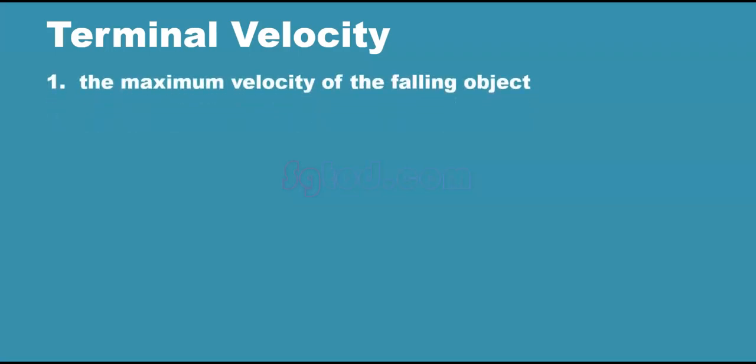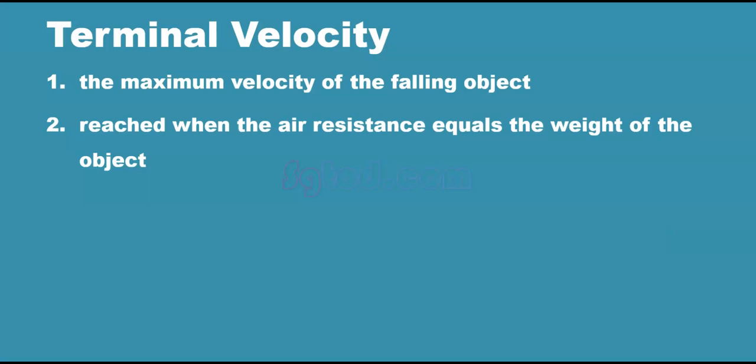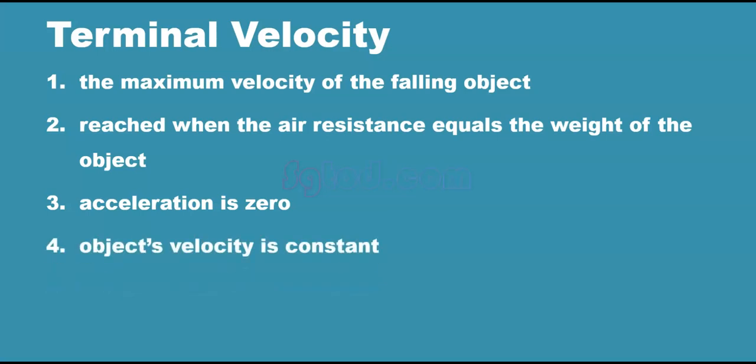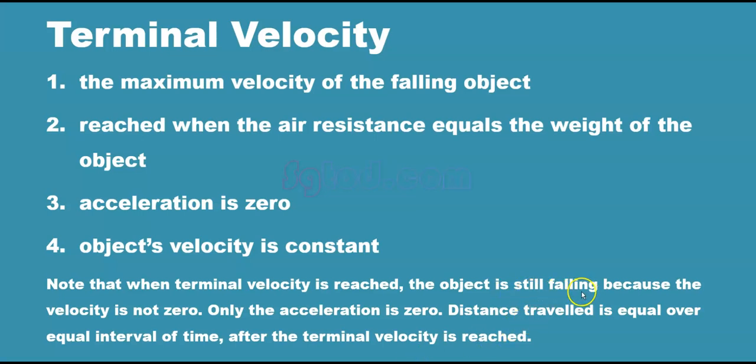Memorize the following important facts about terminal velocity, as many examination questions are set based on these. First, it is the maximum velocity of the falling object. It is reached when the air resistance equals the weight of the object. At terminal velocity, acceleration is zero, but the object's velocity is constant. Note that when terminal velocity is reached, the object is still falling because the velocity is not zero. When an object is falling at terminal velocity, it is falling at constant speed, so the distance traveled is equal over equal intervals of time.